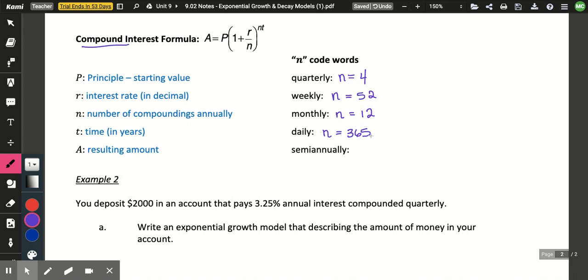For these lovely little math problems, we're going to pretend like there's no such thing as a leap year. So N will just be 365 there. And semi-annually is one that kind of confuses people. Semi means half, so semi-annually would mean every half a year. So if it compounds every half a year, then the number of times per year it compounds is 2. So semi-annually would actually give you 2. All right, so we'll move into an example now.